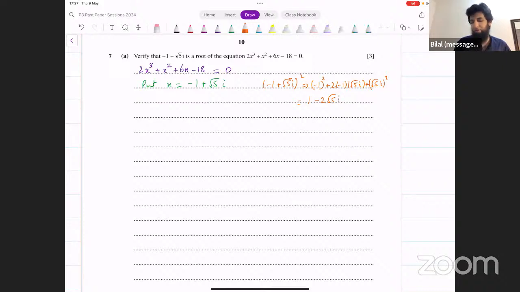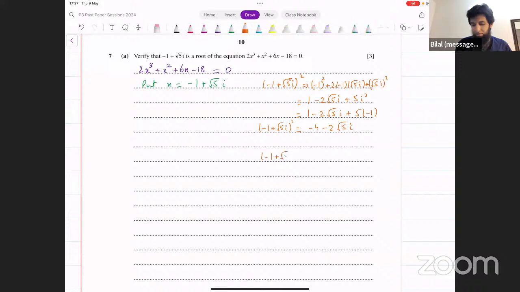Okay, so minus 2 under root 5 iota plus 5 iota squared. So it becomes 1 minus 2 under root 5 iota plus 5 into minus 1. 1 minus 5, what does that give you? Minus 4. Minus 4 minus 2 under root 5 iota. This is the square of this number, minus 1 plus under root 5 iota whole squared. All right, so we've evaluated the square. Now we evaluate the cube.